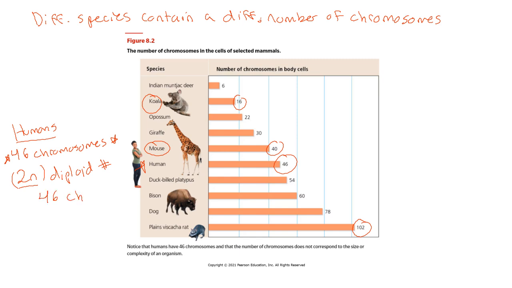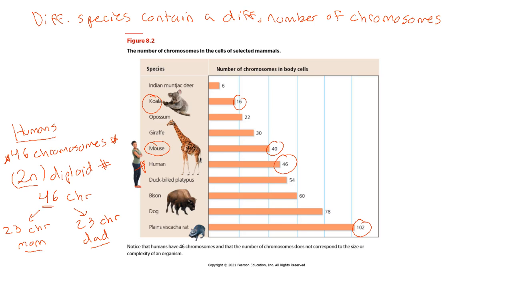However, what I want to put here is, why 46? Because 23 chromosomes come from your mom and 23 chromosomes come from your dad. If you do the math, 23 plus 23 equals 46. So you have two sets of chromosomes, 23 from your mom, 23 from your dad, a total of 46 chromosomes.